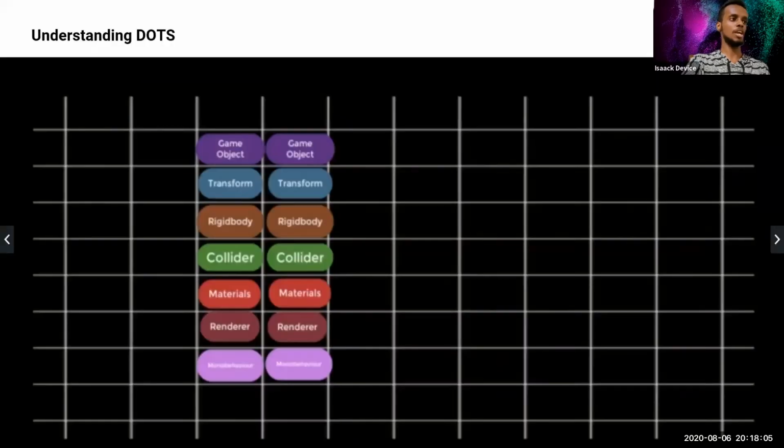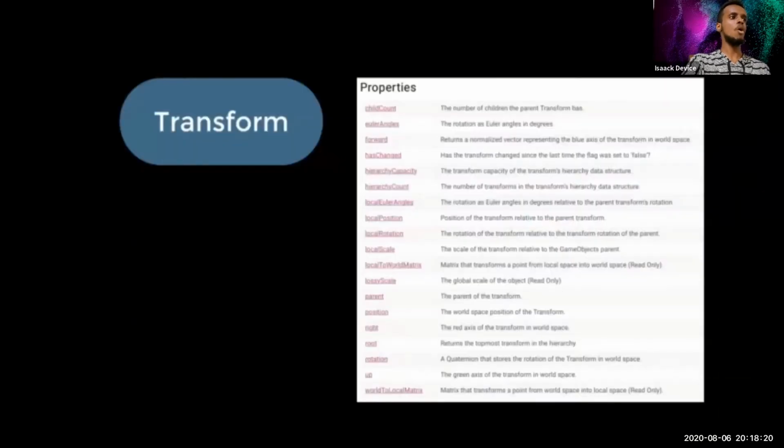So for example, if this is object-oriented programming, imagine transform, rigid body, collider, material, renderer, and all those components you've added to the game object. Imagine some of the properties will actually be used, and most of them, not even just some, will not be necessary.